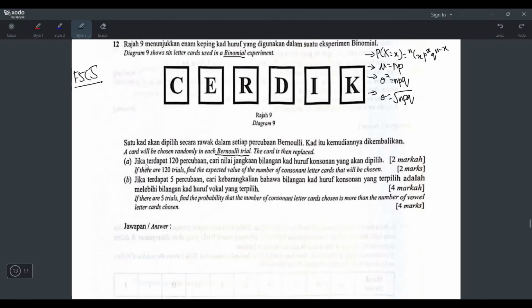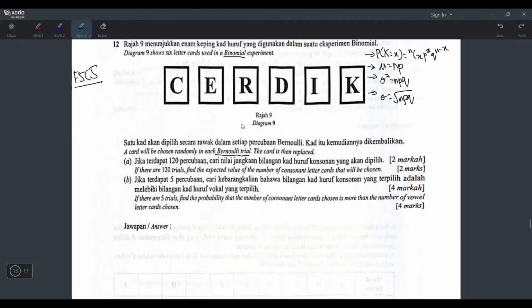A card will be chosen randomly in each trial. Because you do it n amount of times, right? Every time you do this experiment, you take out one. But when you do it the second time, you put it back and then take for the second time. That means your probability will not change for every trial. The probability will be the same. In other words, it's independent or dependent.